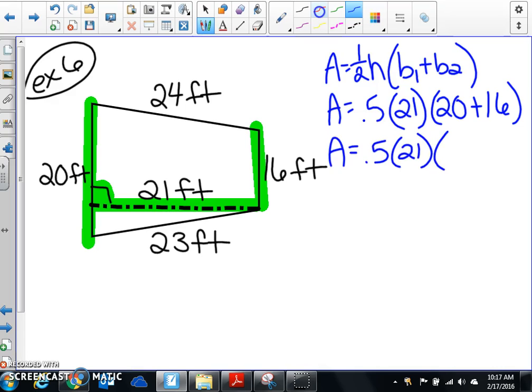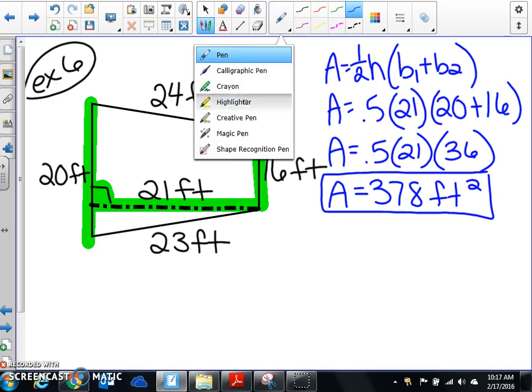Order of operations, I do what's in the parentheses first. 20 plus 16 is 36. And now I multiply it all together. And that gives me 378 feet squared.